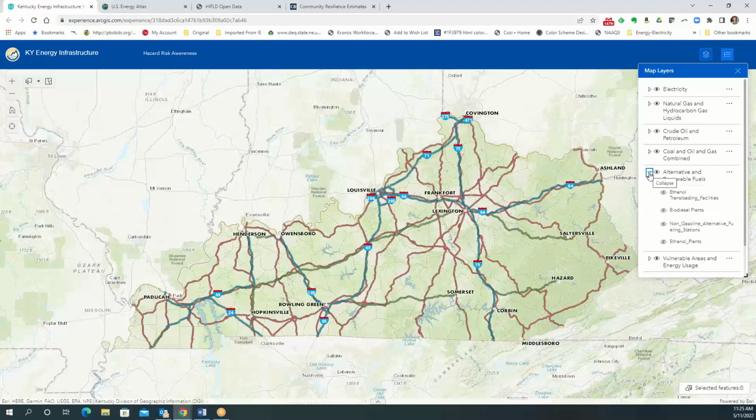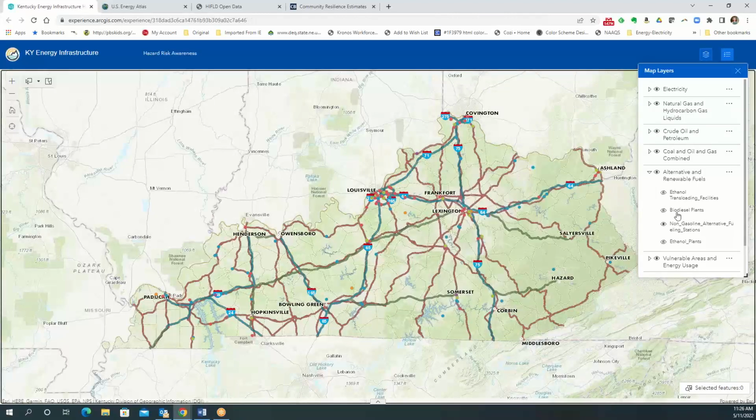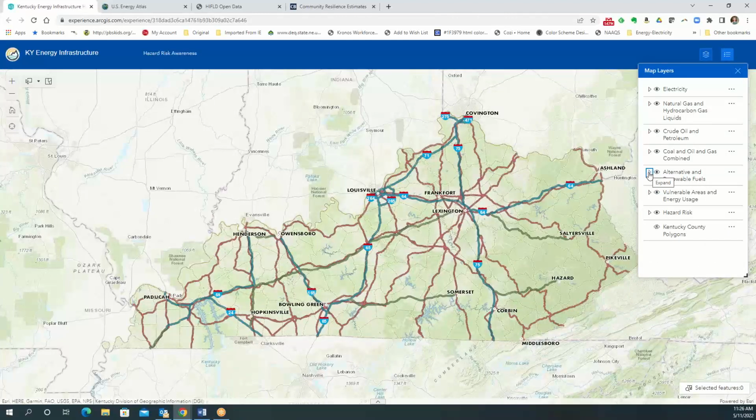On alternative and renewable fuels, ethanol, biodiesel, and non-gasoline alternative fueling stations pop up as well. And when those pop up, you can click on one of those and it gives you details. This is a propane station, and it gives its address, access, operating hours, all kinds of information, and you can also click here to zoom to it. I'm going to turn off our alternative fuel.